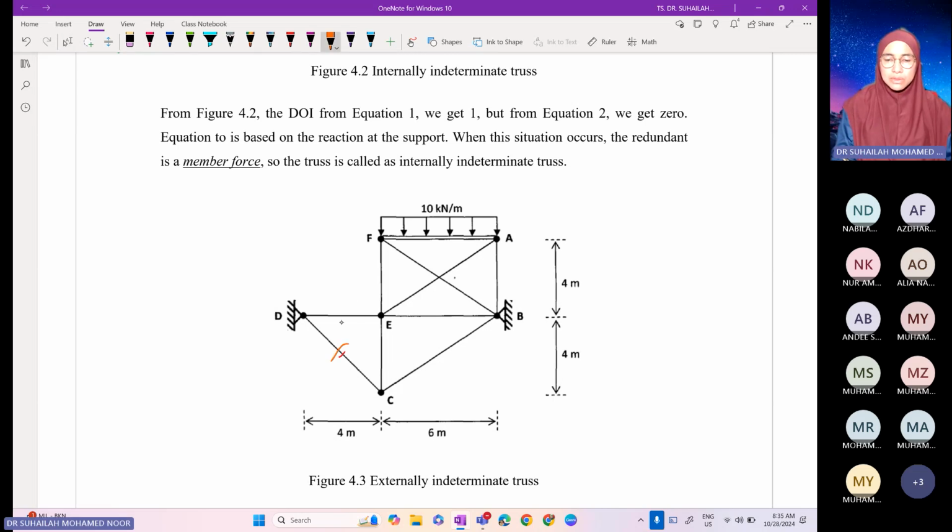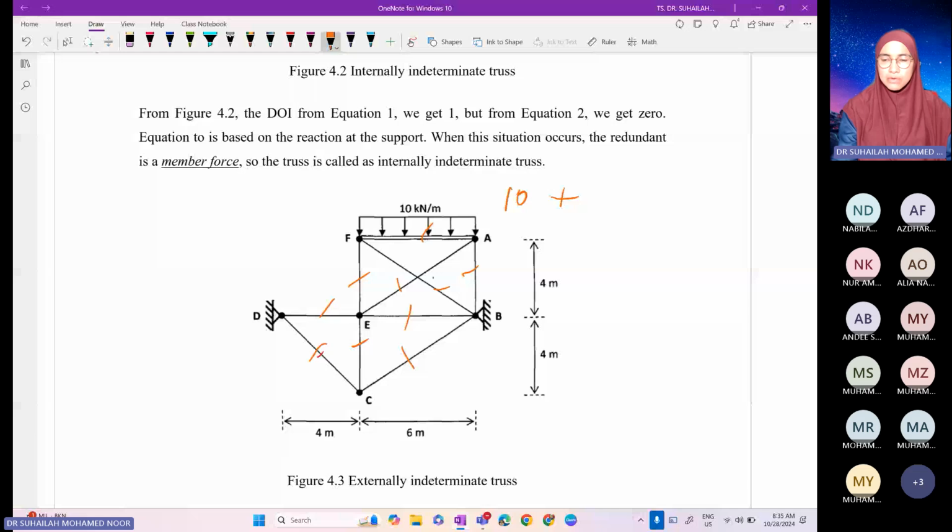So, we have 1, 2, 3, 4, 5, 6, 7, 8, 9, 10. We have 10 members. Okay, we check for M plus R. For R, we have 2 pins, so it is equivalent to 4. M plus R minus 2J, with J equal to 6. It is 14 minus 12, so this is equivalent to 2. So this is an indeterminate truss.